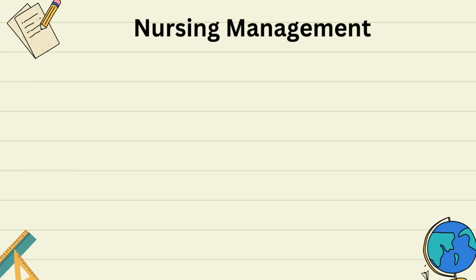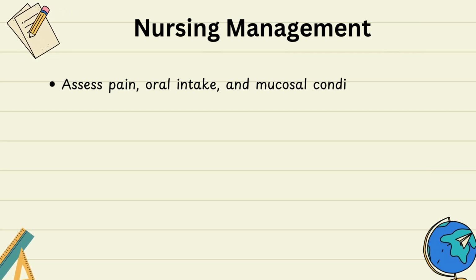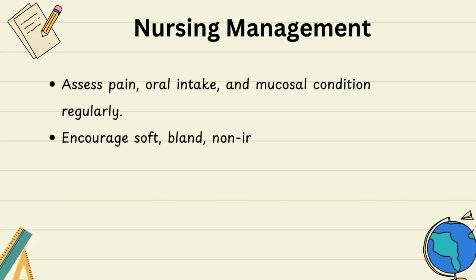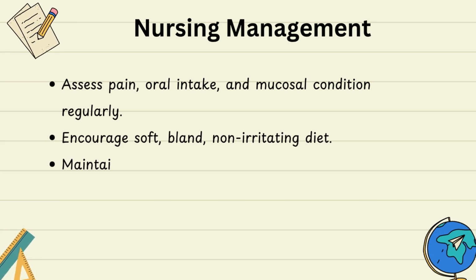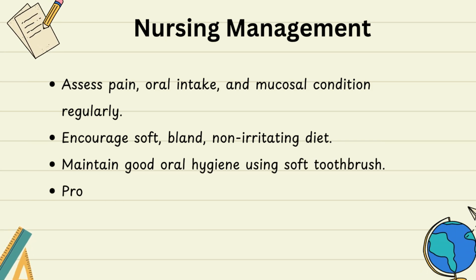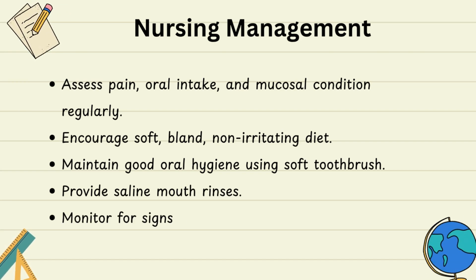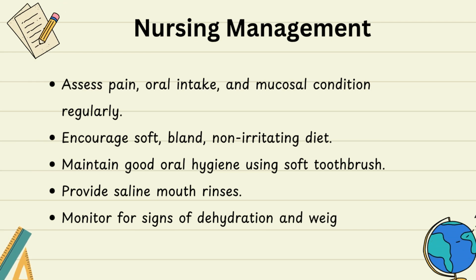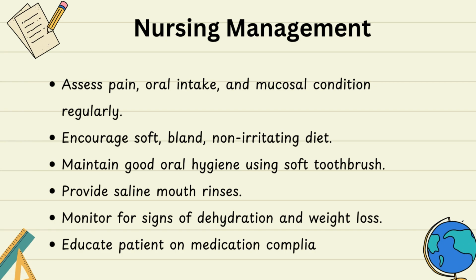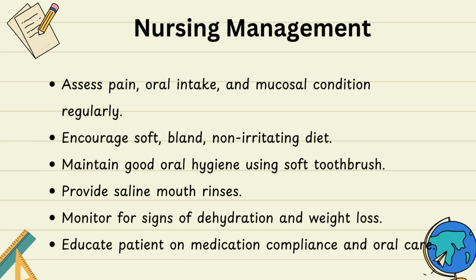Regular assessment: assess the severity of pain, oral intake, and the condition of the oral mucosa on a regular basis. Monitoring helps in early detection of complications such as ulcers, bleeding, or signs of secondary infection. Dietary modifications: encourage the patient to consume a soft, bland, and non-irritating diet. Avoid spicy, acidic, or hot foods that can worsen inflammation and pain. Oral hygiene maintenance: promote good oral hygiene using a soft bristled toothbrush to prevent trauma to sensitive tissues. Avoid harsh mouthwashes containing alcohol that can dry and irritate the mucosa.